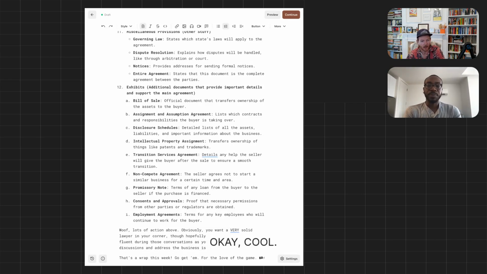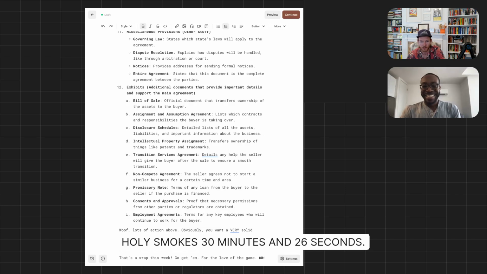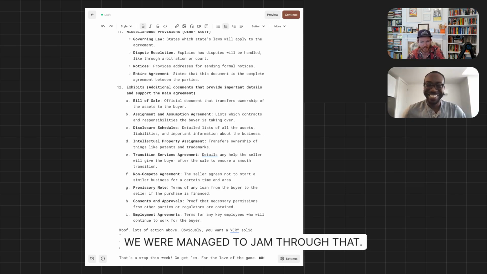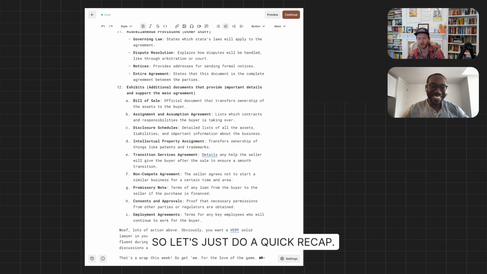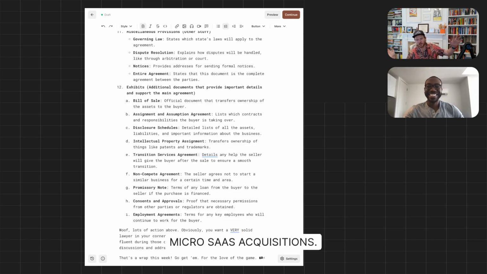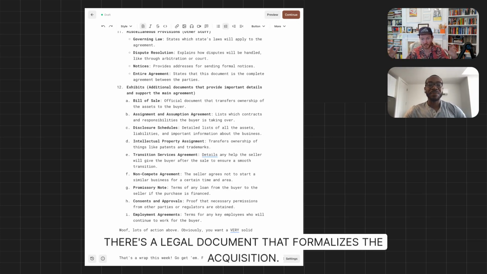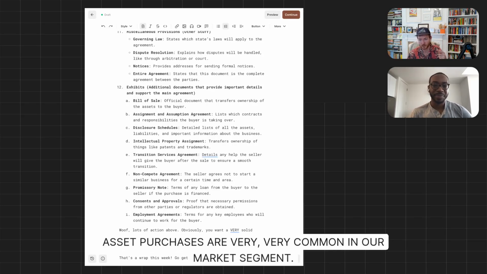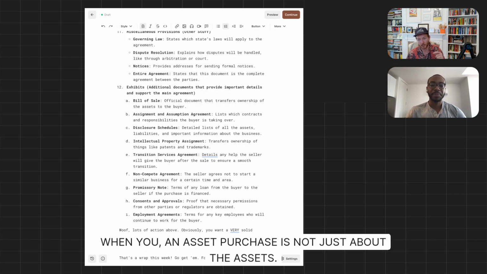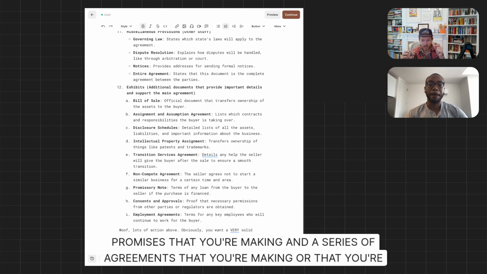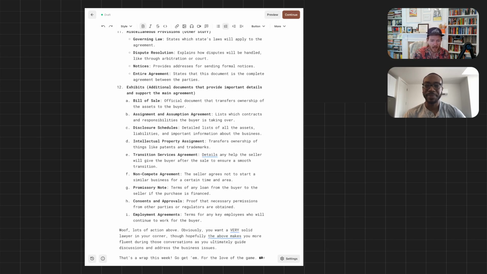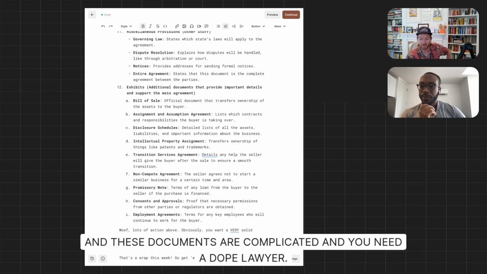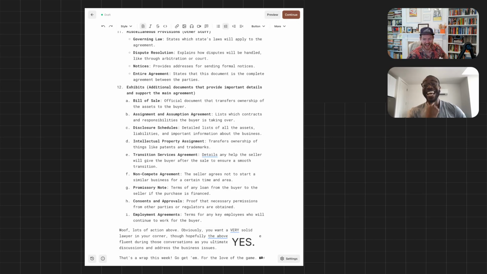Cool. Holy smokes, 30 minutes and 26 seconds, we managed to jam through that. So let's just do a quick recap. Micro SaaS acquisitions: there's a legal document that formalizes the acquisition. There are two versions, an asset purchase and a stock purchase. Asset purchases are very, very common in our market segment. An asset purchase is not just about the assets, it also includes a series of promises and agreements that you're making, or that you're buying if you're on the buy side. These documents are complicated and you need a dope lawyer.